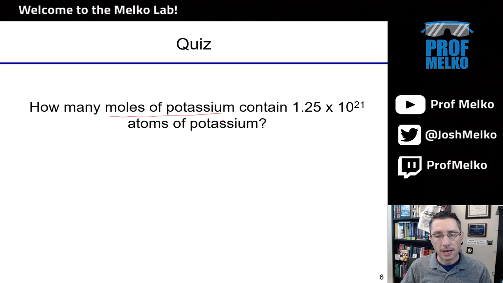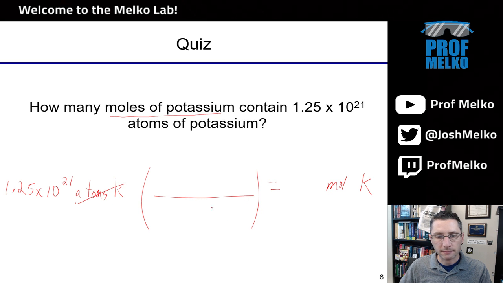So moles of potassium, how many? So that's what I'm asked for. Moles of potassium. What I'm given, 1.25 times 10 to the 21 atoms of potassium. I want atoms of potassium to go away, so that unit goes on the bottom. I want to be left with moles of potassium, so moles of K goes on top. Now what numbers go in what place here? Mole is always going to be associated with 1. In 1 mole, there's 6.02 times 10 to the 23rd atoms.